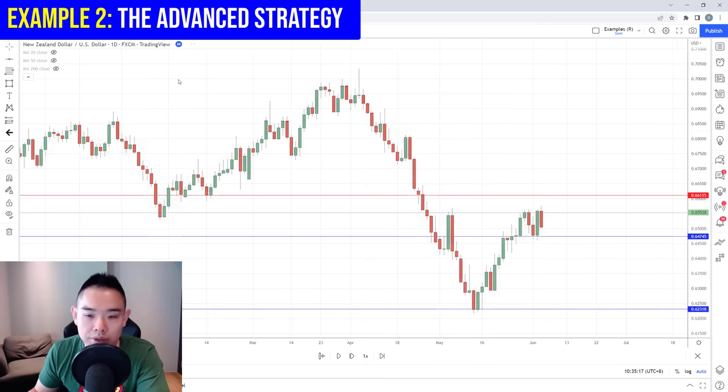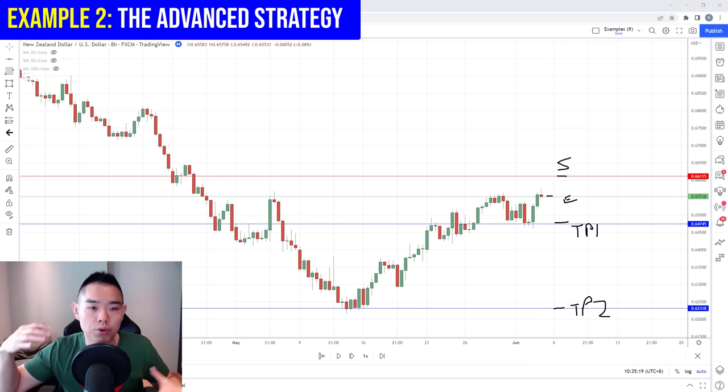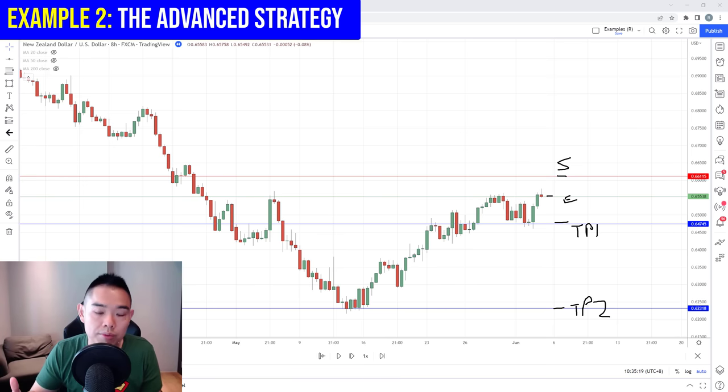If you go back to the 8-hour time frame, it looks something like this. At this point, we now have multiple targets. This green is our entry. This red is our stop loss. And this blue here, we call it TP1, our first target. And this one is our second target. So you can see that instead of using the daily time frame to fine-tune your trade entry, you're now using a lower time frame to enter your trades earlier, thereby improving your overall risk to reward on the trade.